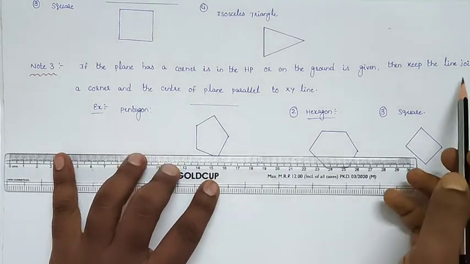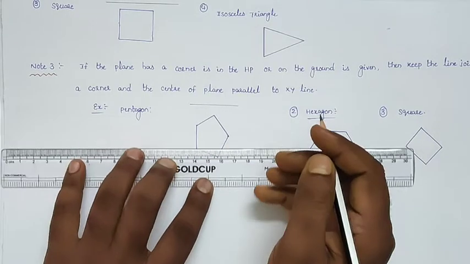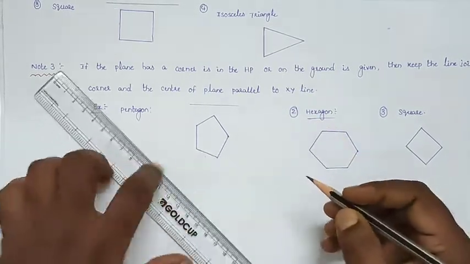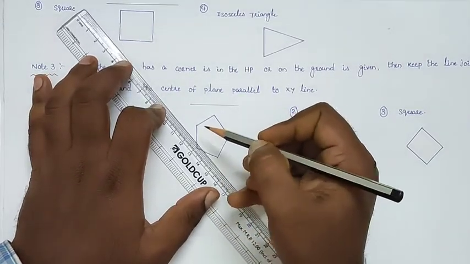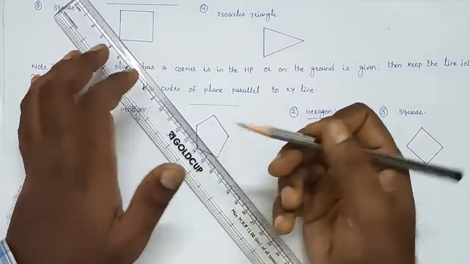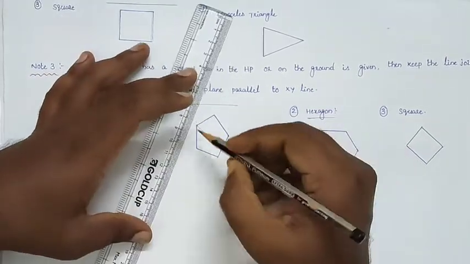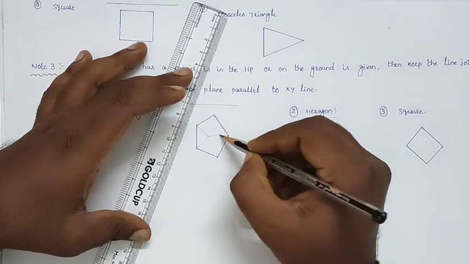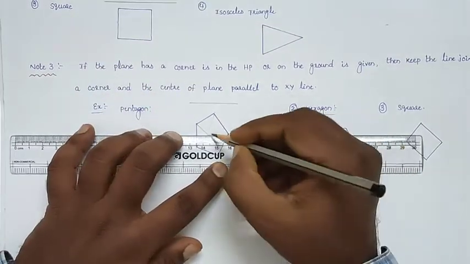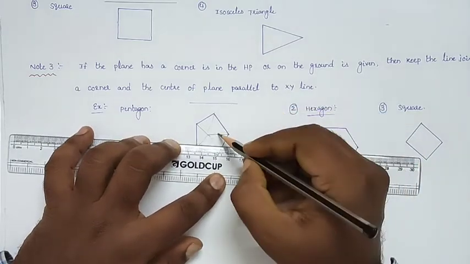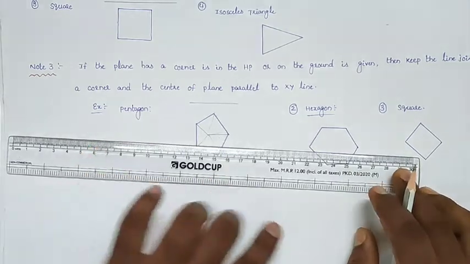Suppose they are giving, keeping the line joining a corner. So here this one is a corner. If you find the center of this pentagon, we know the exterior angle should be 72. Suppose you draw the 72 degree lines like that, and construct this line, then from this corner, if you draw a line, this line will be parallel to the reference line. Like that we will draw the shape of this one.